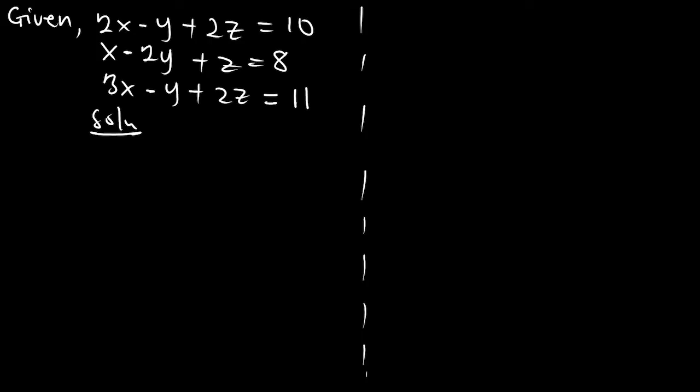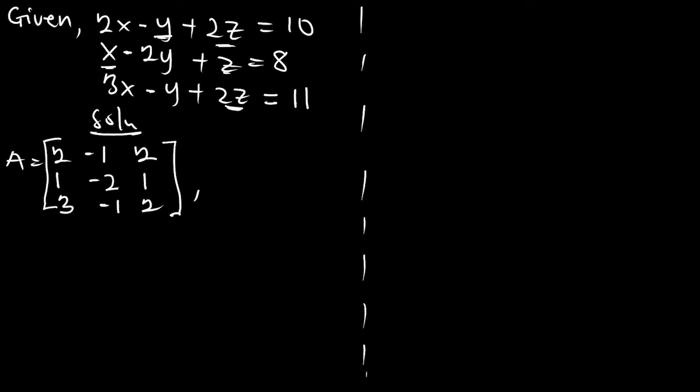So first, let's write our matrix from the equations. And our matrix, let's call it A. This matrix is going to be 2, negative 1, 2. From the second equation, x is 1, the y is negative 2, and the z is 1. And from equation 3, we are going to have 3, negative 1, and 2. This is it. And the C part is going to be, for equation 1, we have 10, equation 2, 8, equation 3, 11. This way.